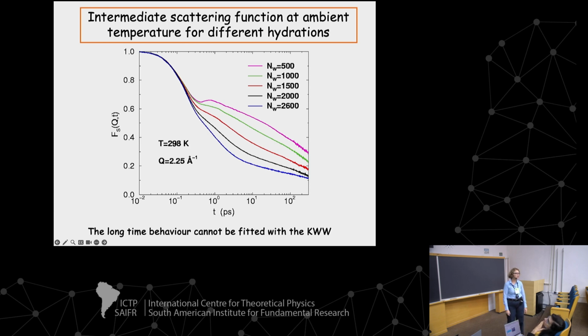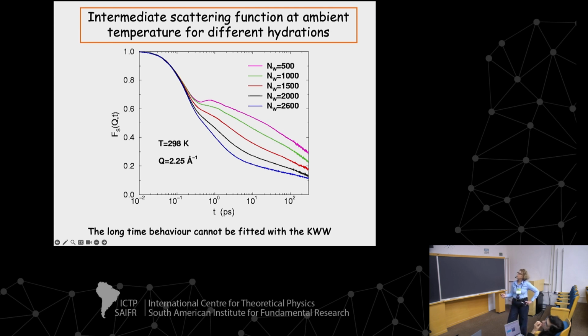And then we calculated the intermediate scattering function, and we got an unpleasant surprise because we couldn't fit it with the Kohlrausch-Williams-Watts, the stretched exponential. It was impossible. As you can see, we have this tail here that decays very, very slowly. So we were a bit worried about that at the beginning.